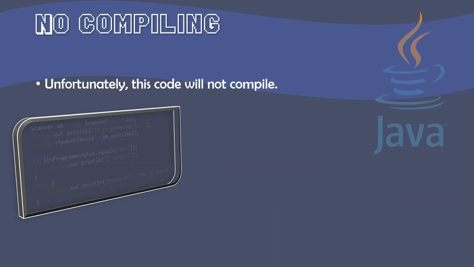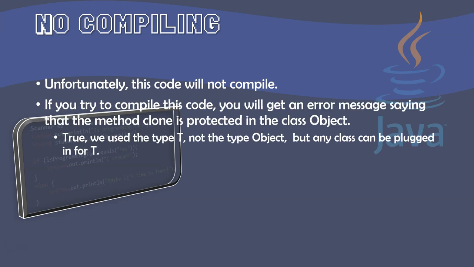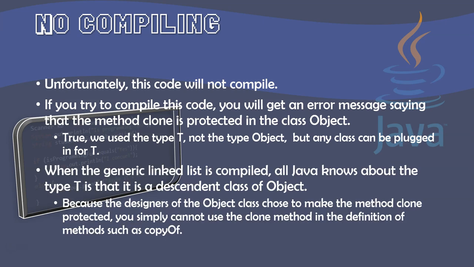However, what we're going to run into is that this code will not compile. If we try to compile it, we're going to get an error message. And the error message is going to say that the method clone is not public in the class Object. Sure, we might have used a type T, not the type Object, but remember, any class can be plugged in for T because that's the whole point of it being generic. Now, when the generic linked list is compiled, all Java knows about the type T is that it's a descendant class of Object. And because the designers of that Object class chose to make the method clone protected, you simply cannot use the clone method in the definition for methods such as copyOf.